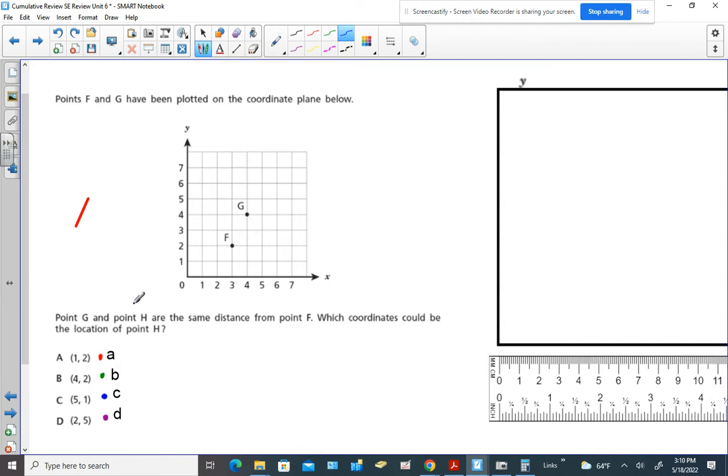Points F and G have been plotted on the coordinate plane below, and here they are. Points G and H are the same distance from point F. Which coordinates could be the location of point H? So what we'll do is let's plot each of these choices.